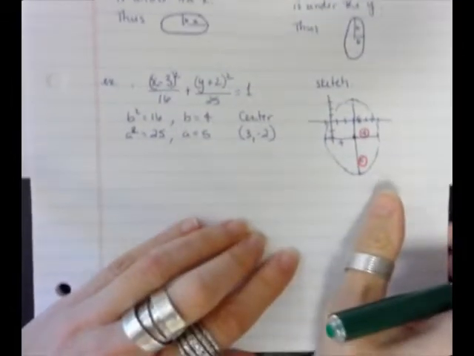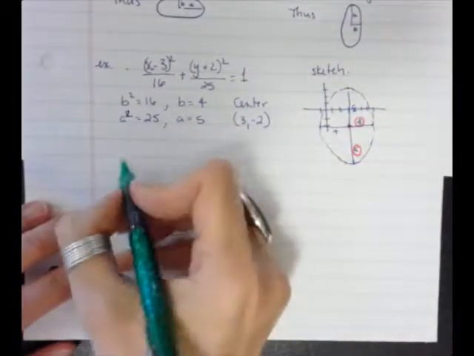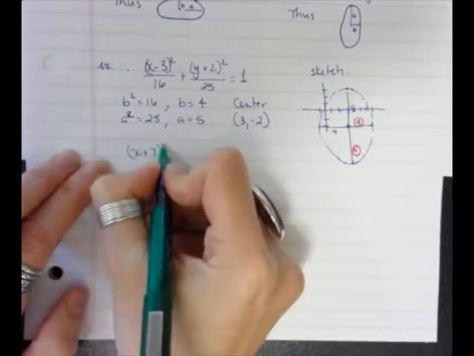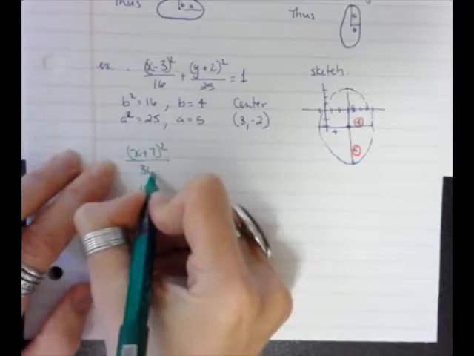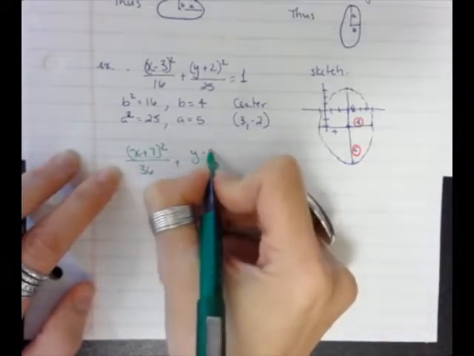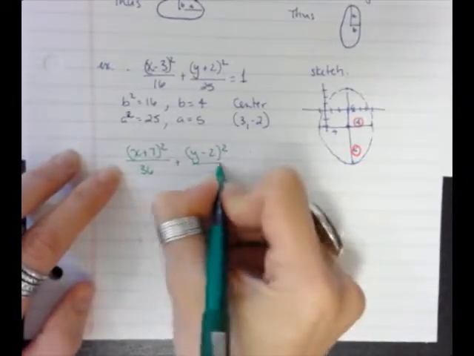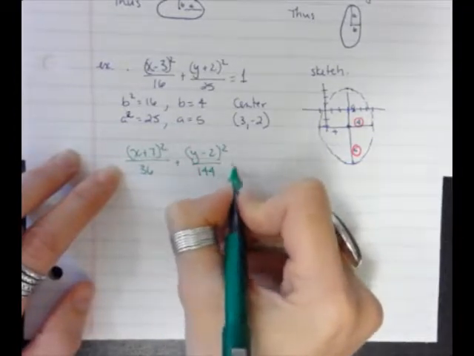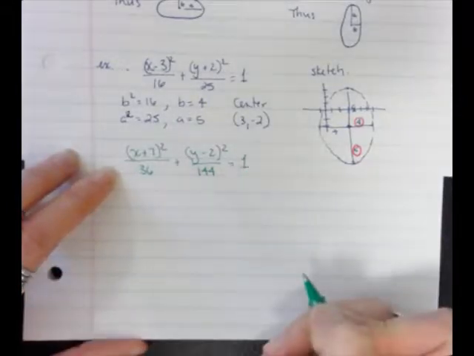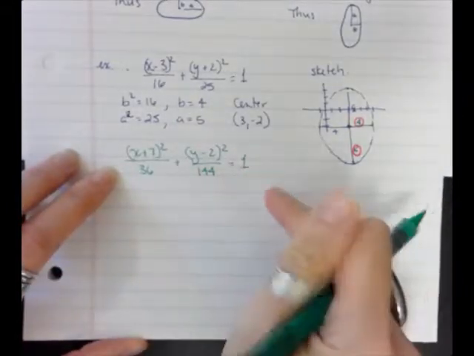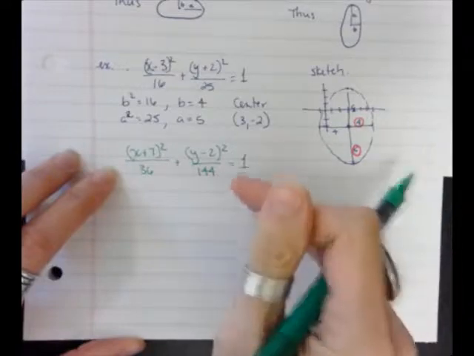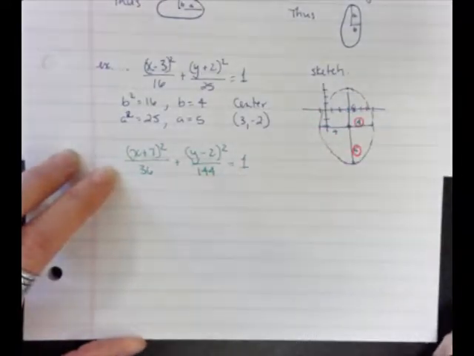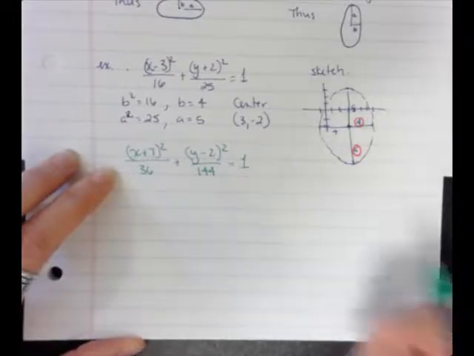Okay, so let's do one quick problem. What if I said x plus 7 squared over 36 plus y minus 2 squared over, I don't know, let's pick 144 equals 1. So pause, write down the center and the vertical and the horizontal distances from the center and see if you can sketch it and then come back to this.